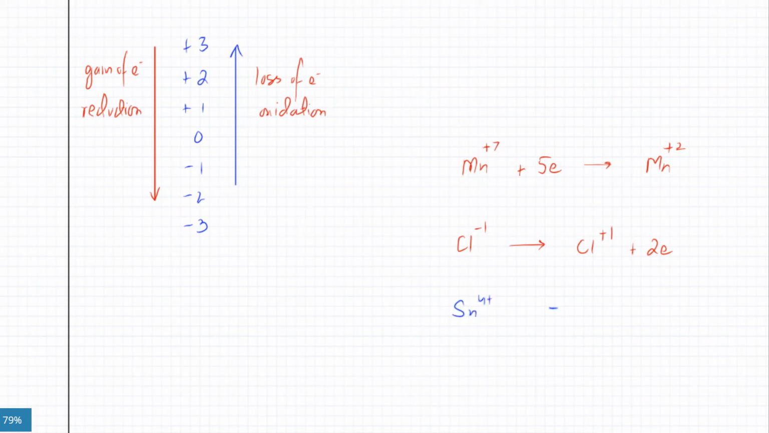So Sn4+ to Sn2+, what's happening? Gain of electrons, loss of electrons? Loss of electron. Yeah, are you sure? No, gain, sorry. Okay, so just be careful. It looks very easy, but people make mistakes with this. You have to be very careful. You're going from plus, you're going down.